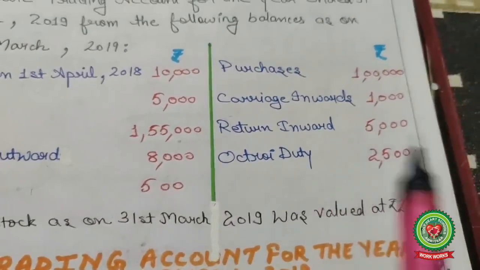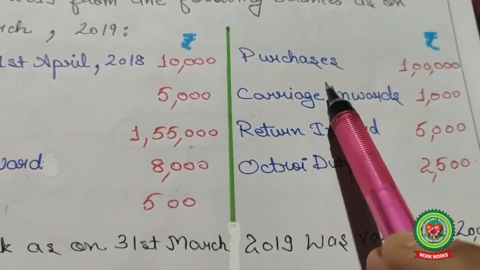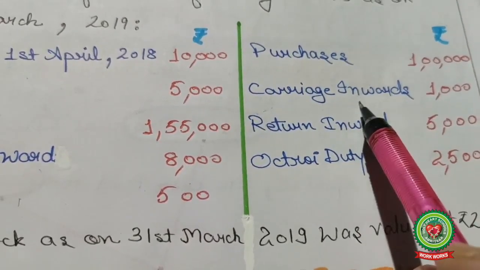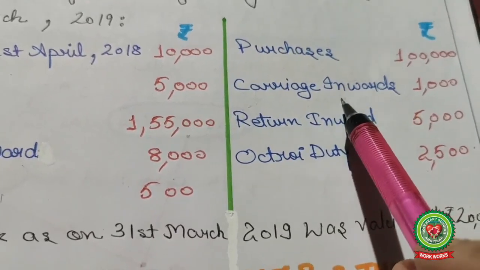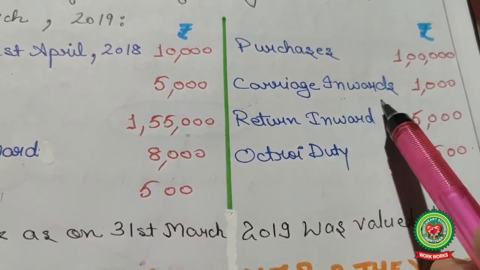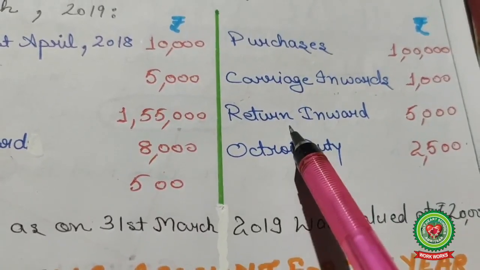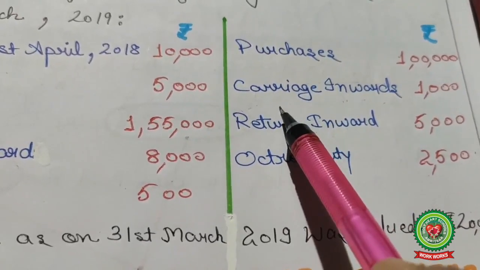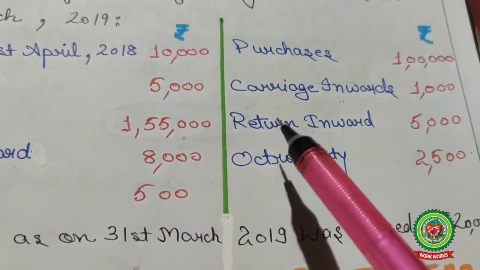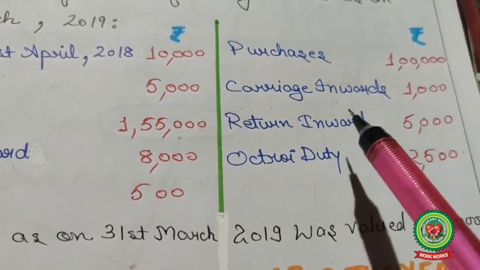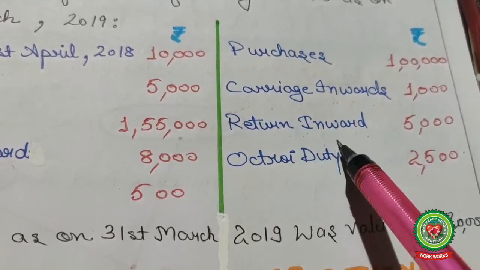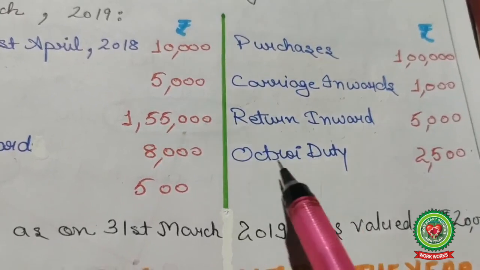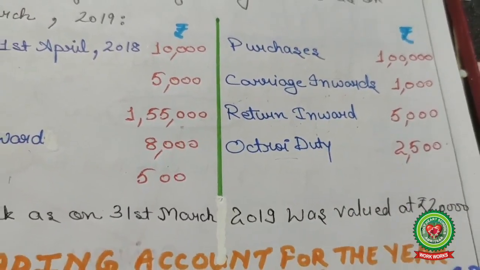Now the next point is purchases: simply purchases of raw materials and semi-finished goods for the final production. Carriage inwards is a type of transportation cost for purchasing raw material. Return inwards: the company sold goods, and because of some defect the consumer returned the goods, which is considered as return inwards. Firstly outward sales, then inwards due to any defect. Octroi duty, see octroi duty.